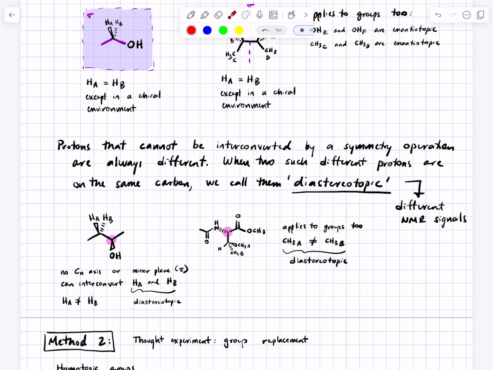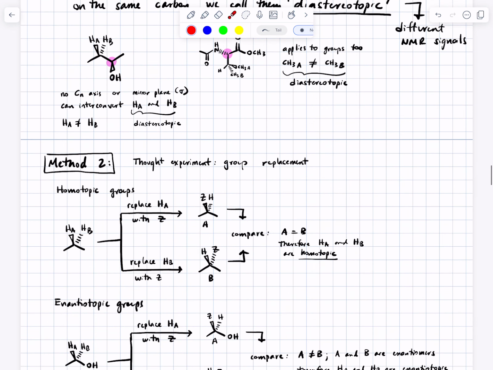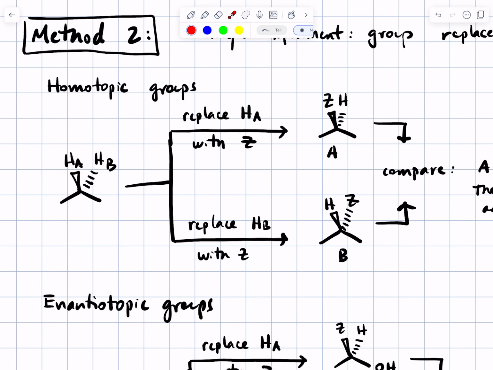is to determine whether two groups are identical or not. You do a thought experiment where you replace one of them with something that's not a proton, say just Z, whatever Z is. Then you draw that, and then you draw another molecule, and again, this is just a thought experiment where you replace the other proton with Z, and you compare the two and see, are they the same or are they different?